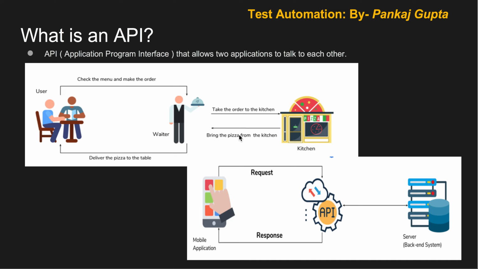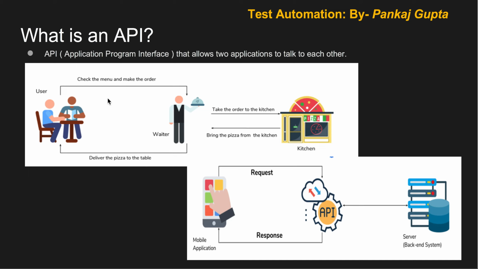What is an API? API stands for Application Program Interface, which allows two applications to talk to each other. Basically, API works as an interface which helps you talk to two different applications. Why do we need that? Because no company will give direct access to their database. We'll discuss this in detail in a subsequent lecture.